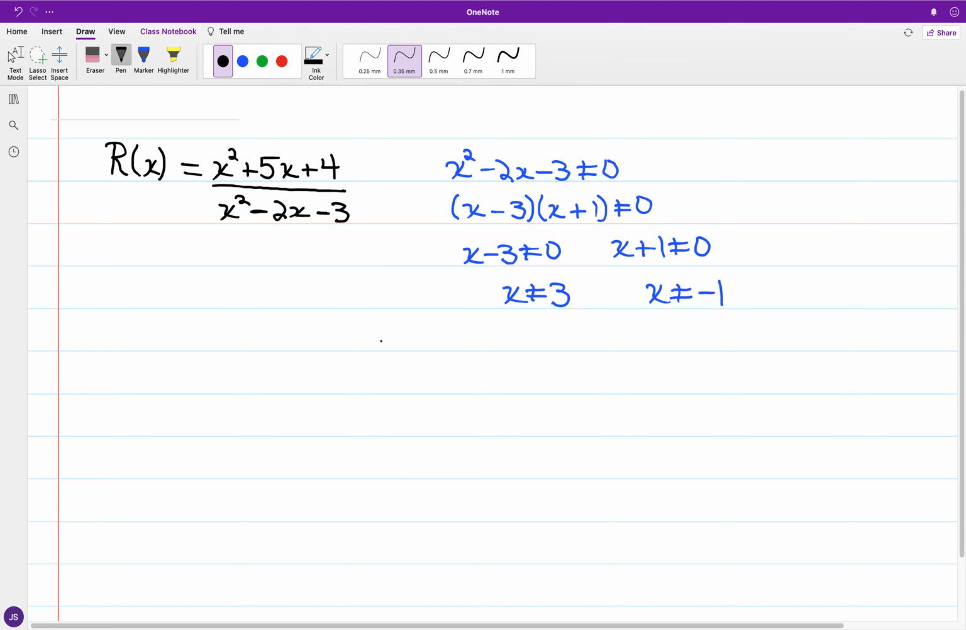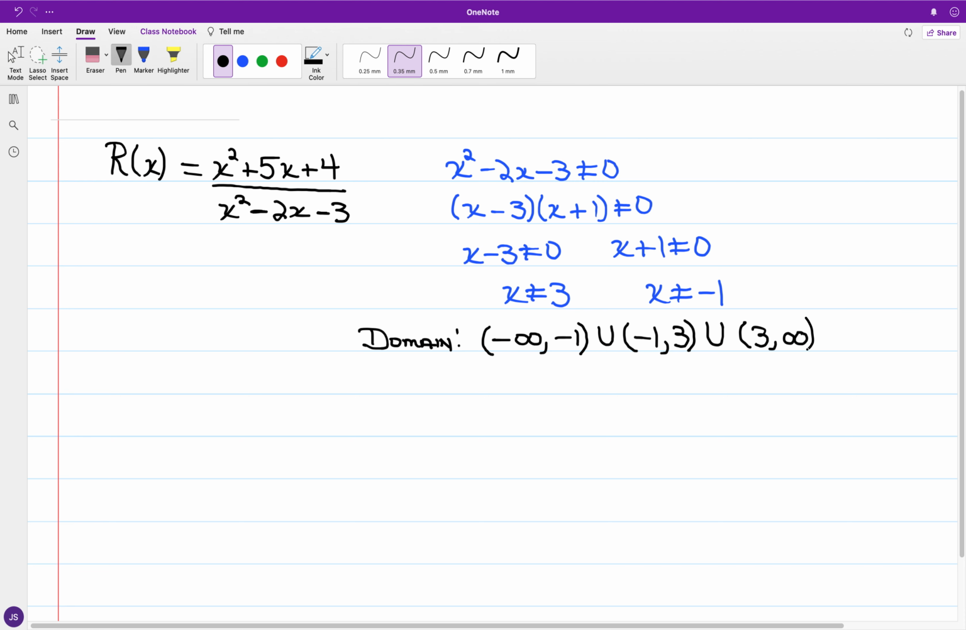And now for the domain, between 3 and negative 1, negative 1 is the smaller of the restricted values. So the domain has those values less than negative 1, then those values x greater than negative 1 and less than 3, and then those values of x that will be greater than 3 at the upper end.